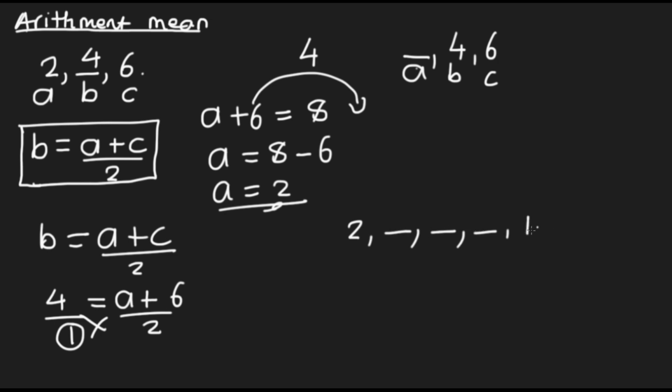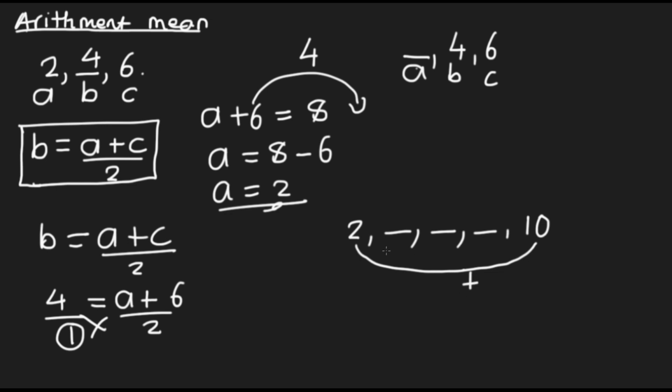Let's say we have this number here. So can we use the arithmetic mean formula to find the middle number? Yes. So we can use this formula to find this one. So how can we do that? It's the same. We are going to add these 2 numbers.